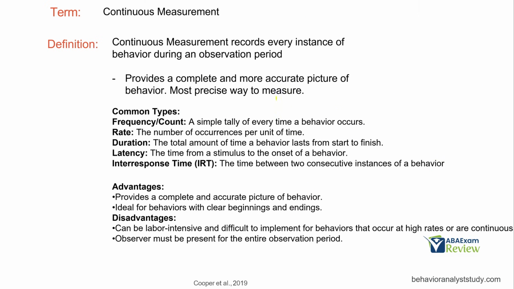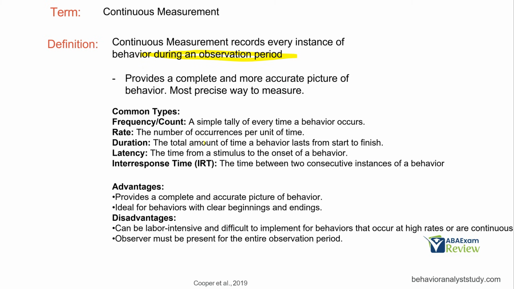Let's start with continuous measurement because it's the one you want to use whenever possible. It's just going to be more accurate, more reliable. It just is, right? Because we're sitting there and watching every time the behavior occurs. It records every instance of behavior during an observation period. So if you've got a 3-hour session and you're targeting hitting, if you're continuously measuring hitting, then that entire 3-hour session, every time hitting occurs, you're measuring it. That's continuous. It's going to be more complete. It's going to be more accurate.